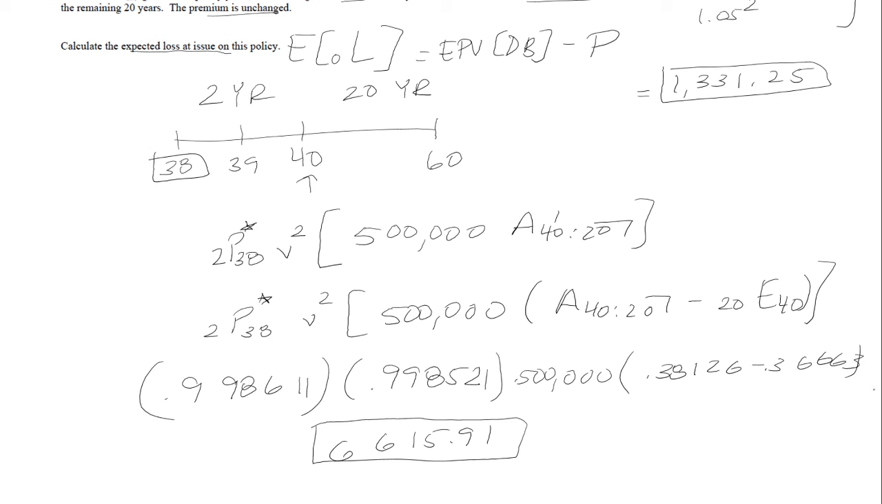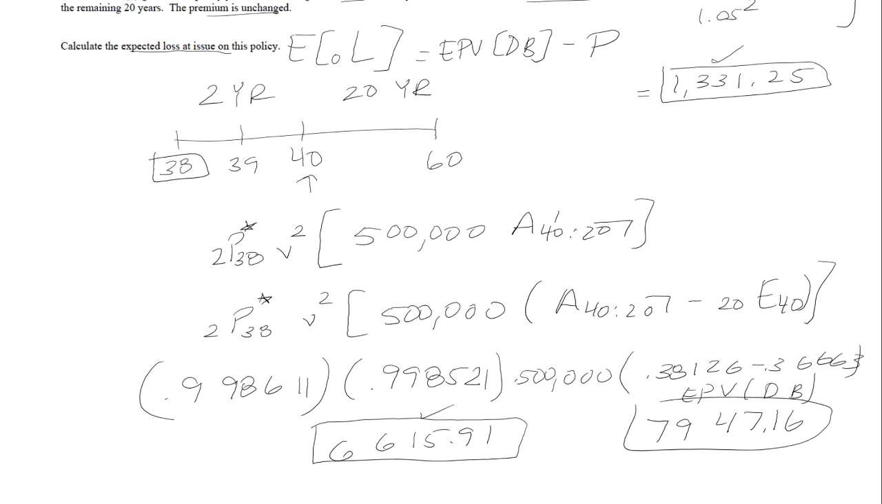So the total expected present value of the death benefit will be this and that, the 2-year and the 20-year. So if we add those up, we get 7,947.16. So this is the expected present value of the death benefits.